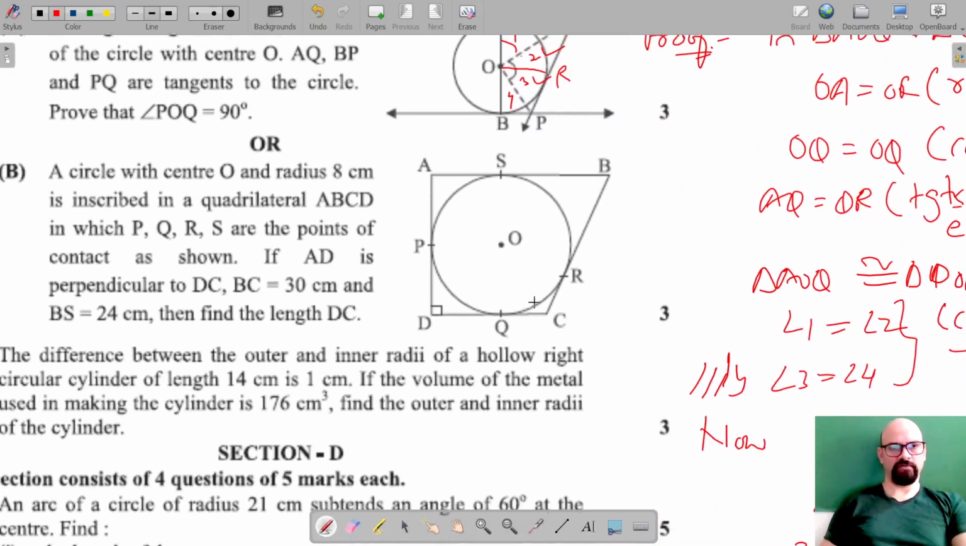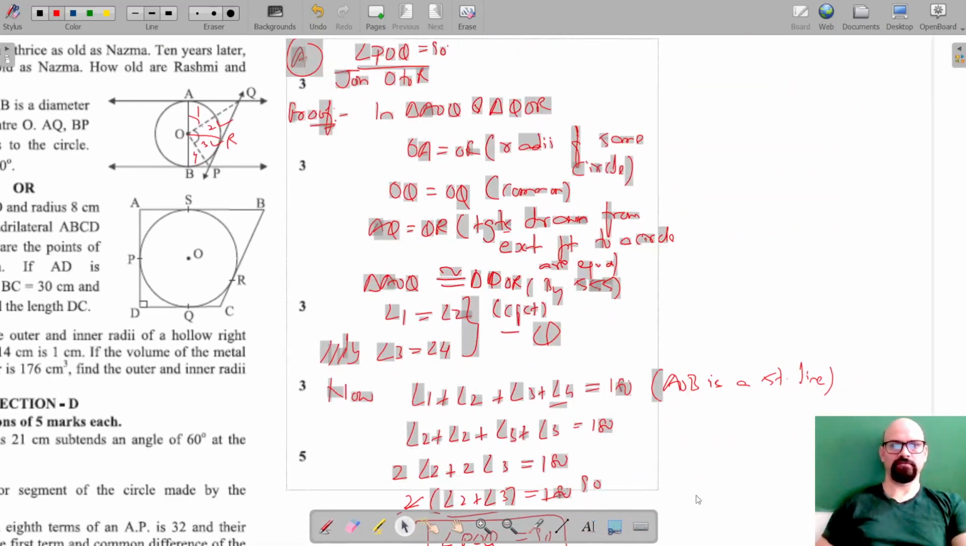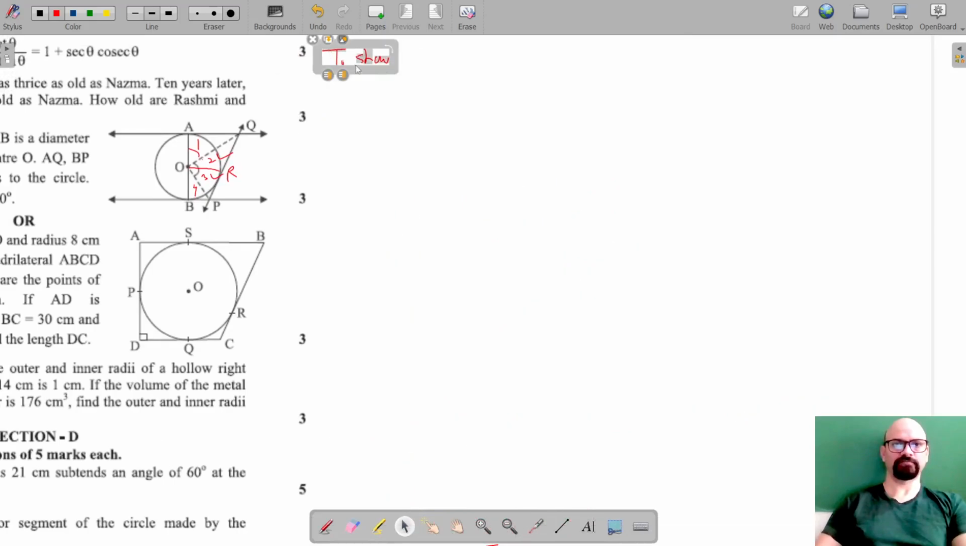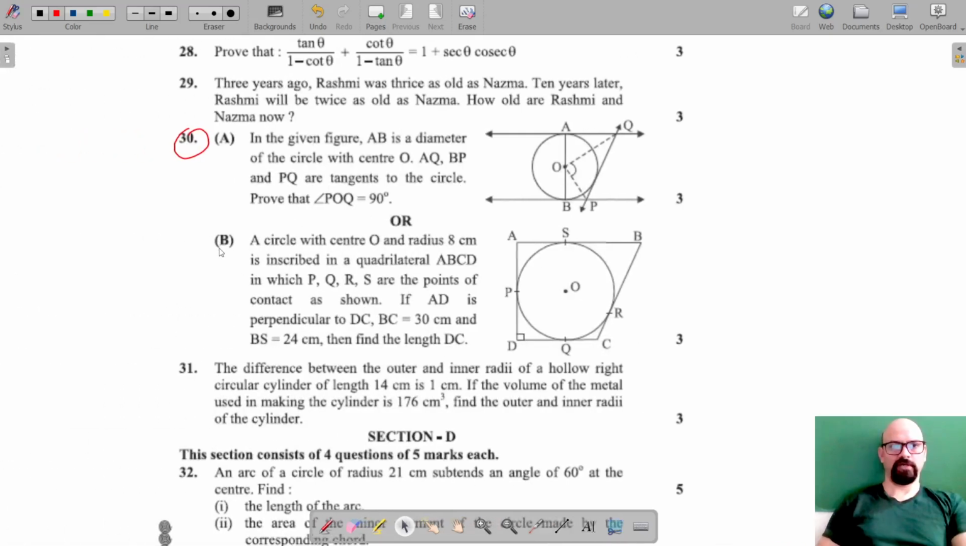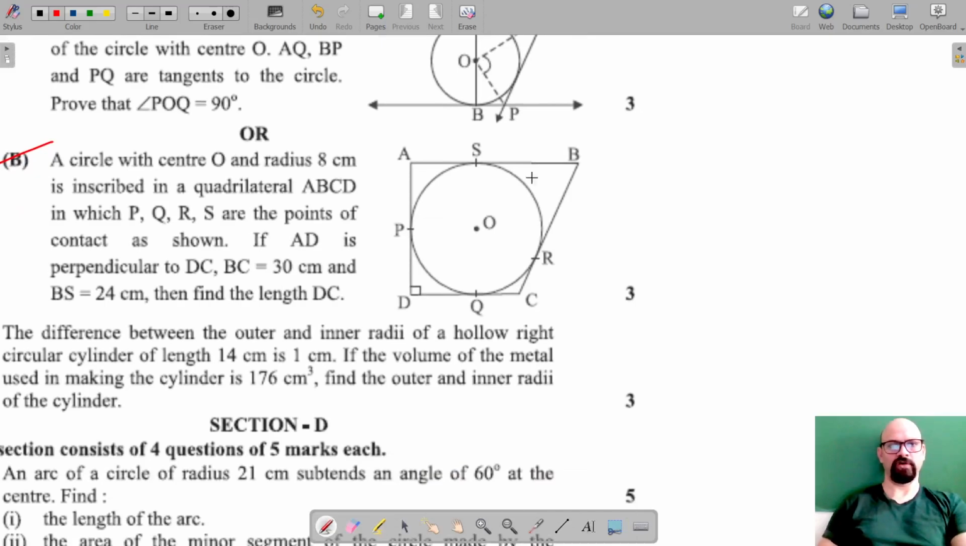And let's move on to the second part, where a circle with center O and radius 8 centimeters is inscribed in a quadrilateral. So this is part B, and this is the quadrilateral ABCD. If AD is perpendicular to DC, BC is equal to 30. So that means this is 30 centimeters BC. And BS is 24 centimeters.